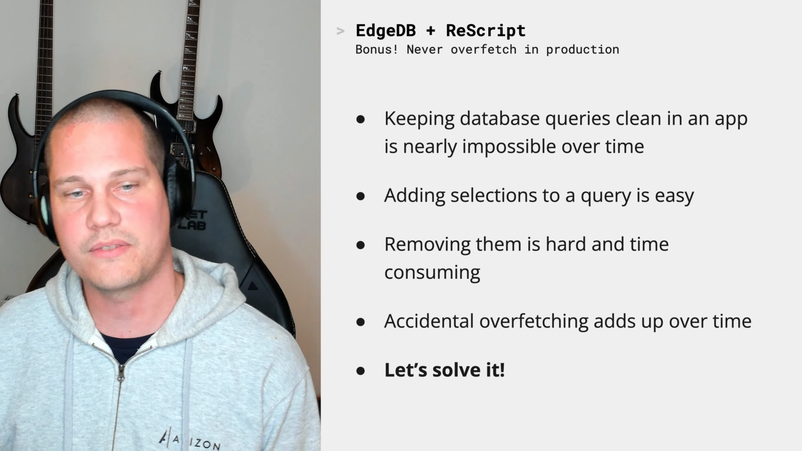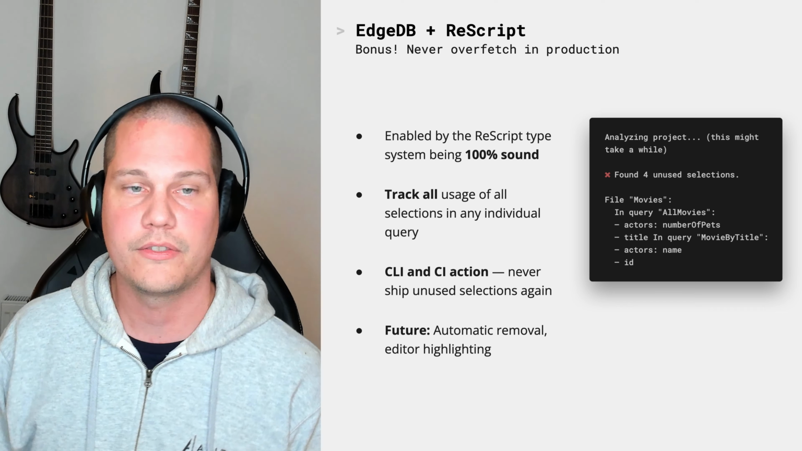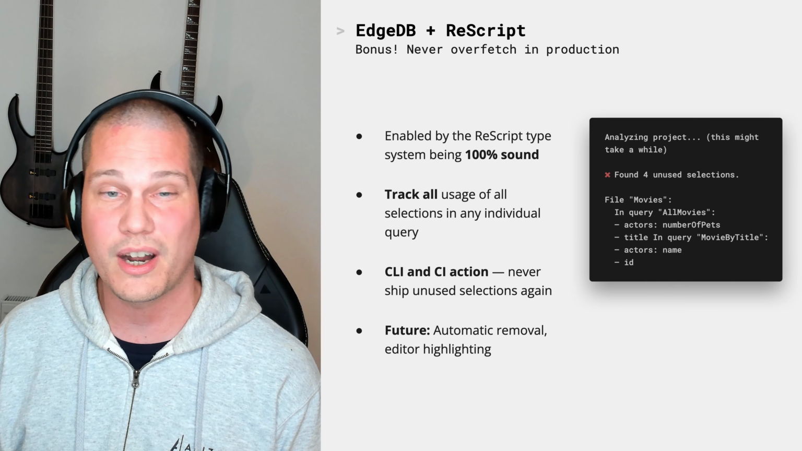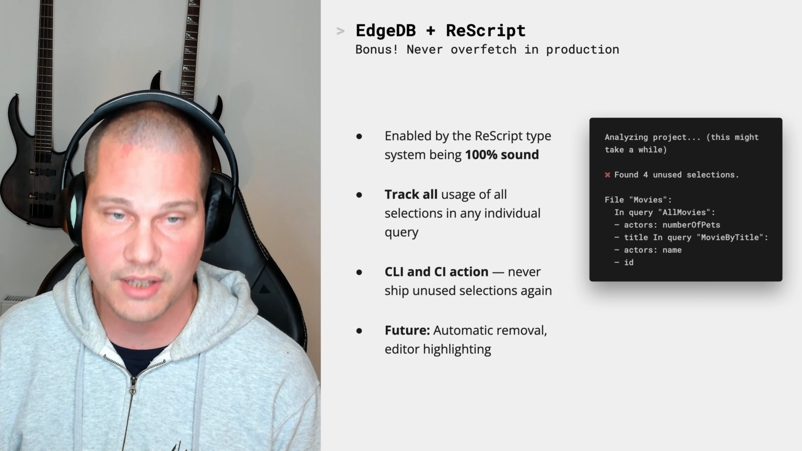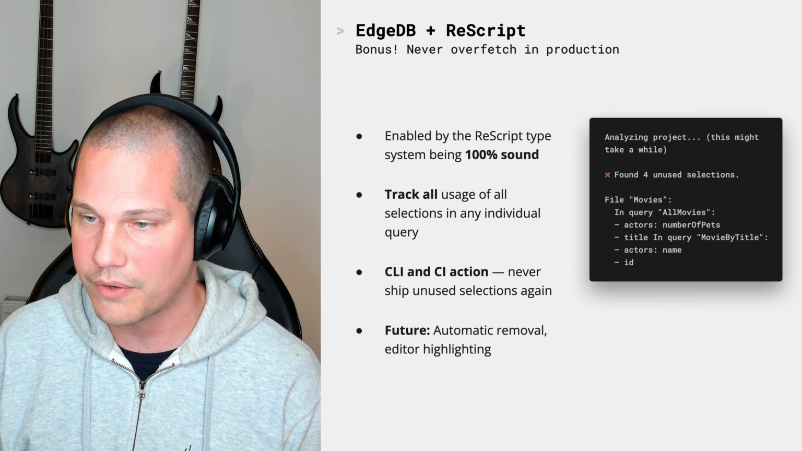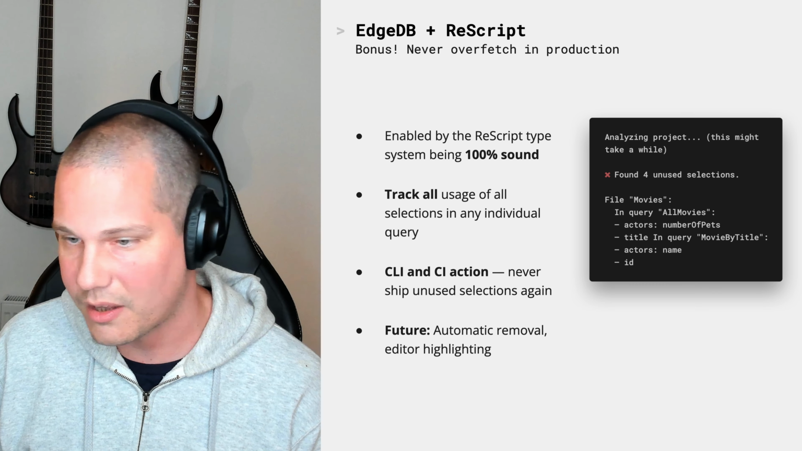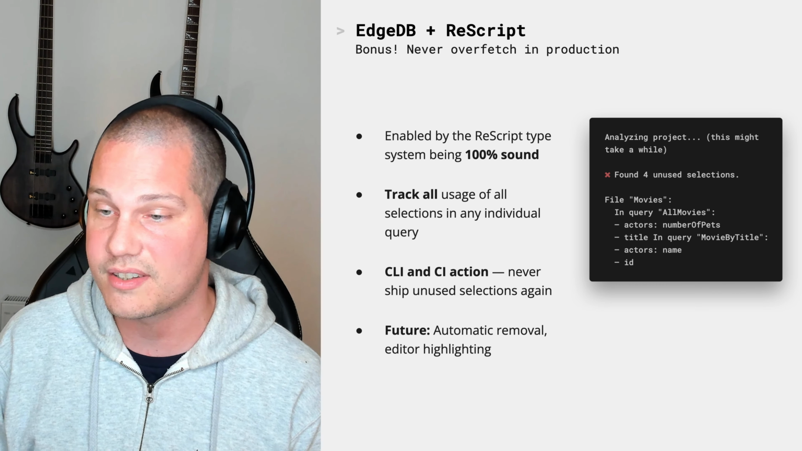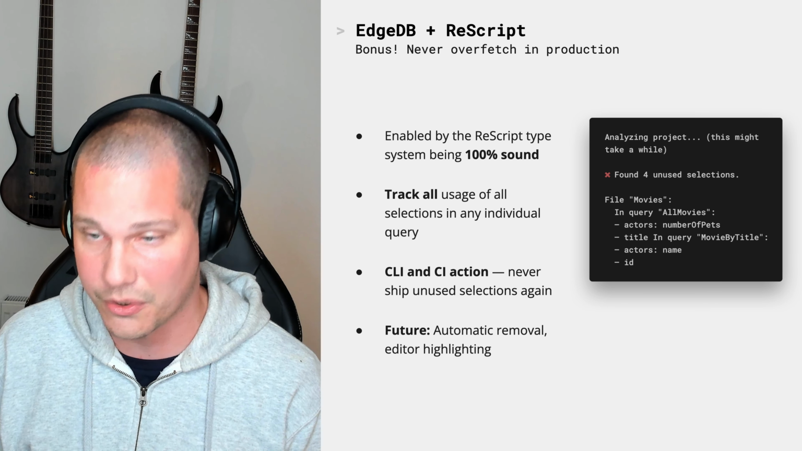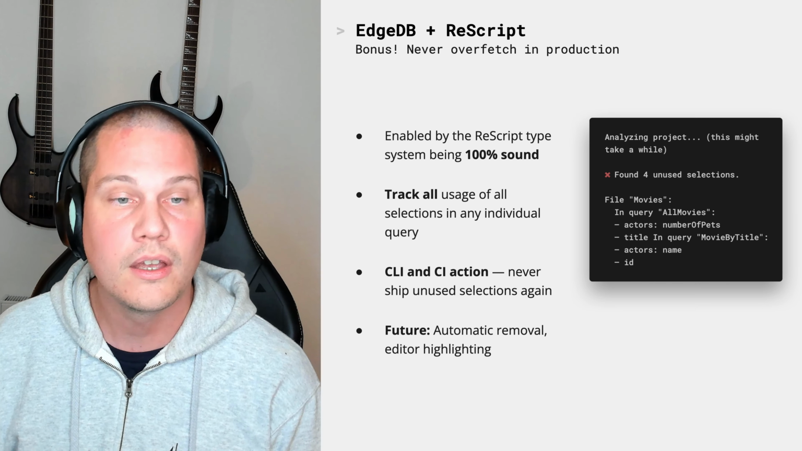So can we solve this with ReScript's type system? Turns out we can. The EdgeDB ReScript integration ships with a CLI, and this CLI can look through your entire project and find any unused selection in any of your queries. So if we look at the example output now to the right here, we can see that it runs on your entire project, and it finds that in file movies, in query all movies, for instance, inside of the actor selection, there's a selection called number of pets, and that's never used. There's also a title selection directly on the query that's never used, and so on.